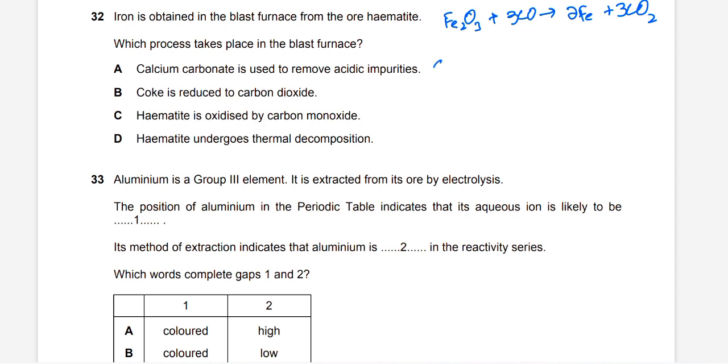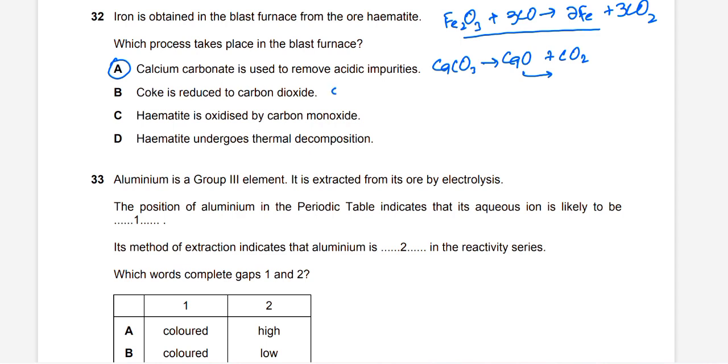Calcium carbonate is CaCO3. Actually, we don't have to go into details of this. This is just about the hematite. Which process takes place in the blast furnace? Calcium carbonate is converted into calcium oxide plus carbon dioxide. So this is a base and it is used to remove the acidic impurities. This is correct.